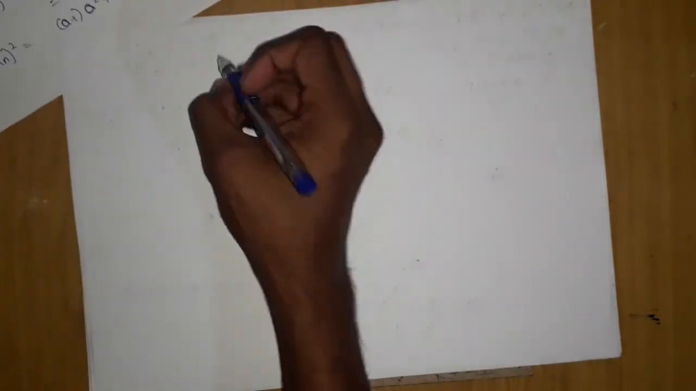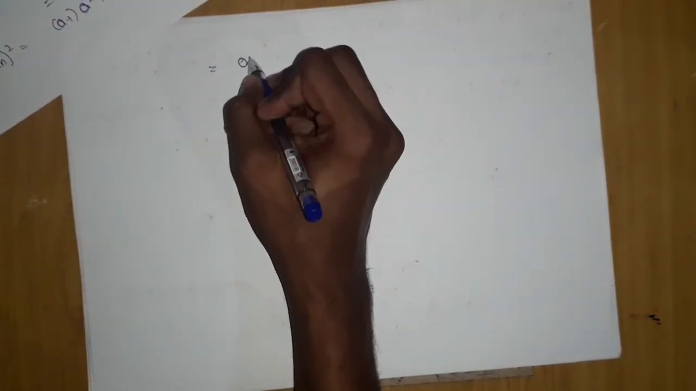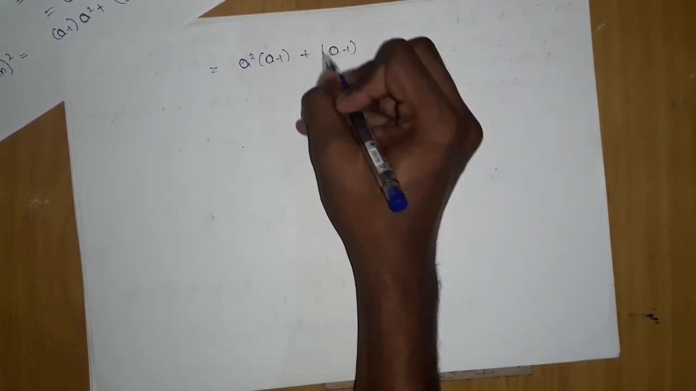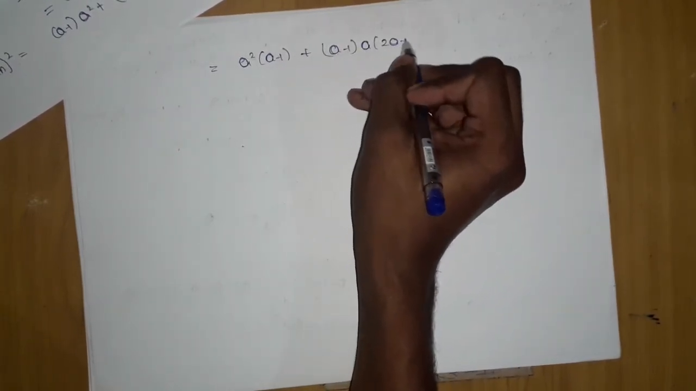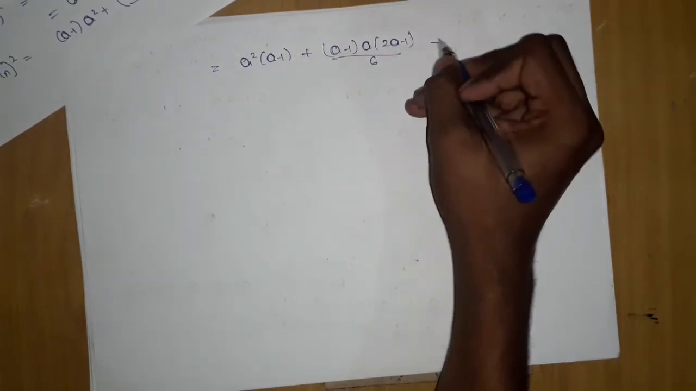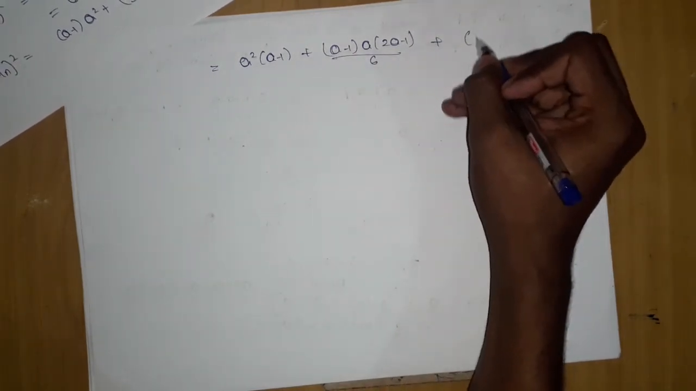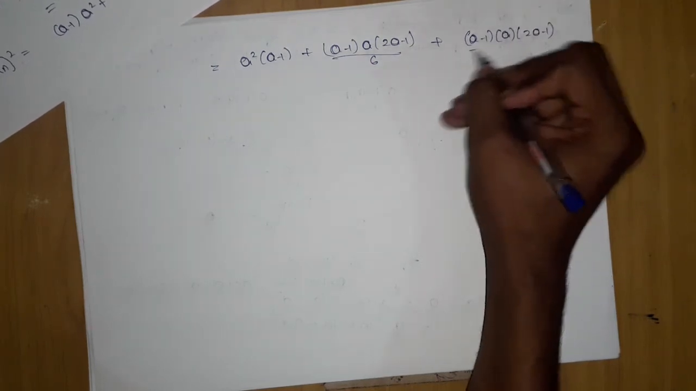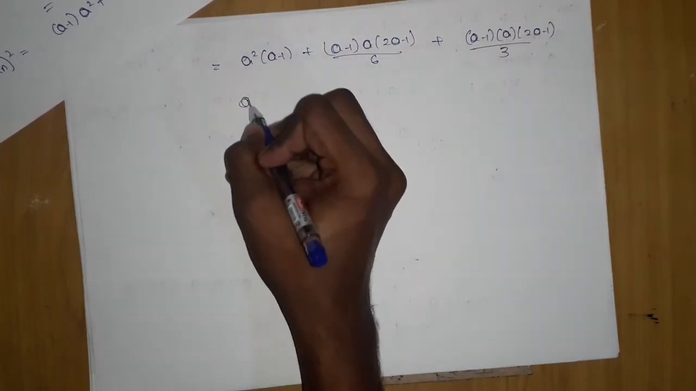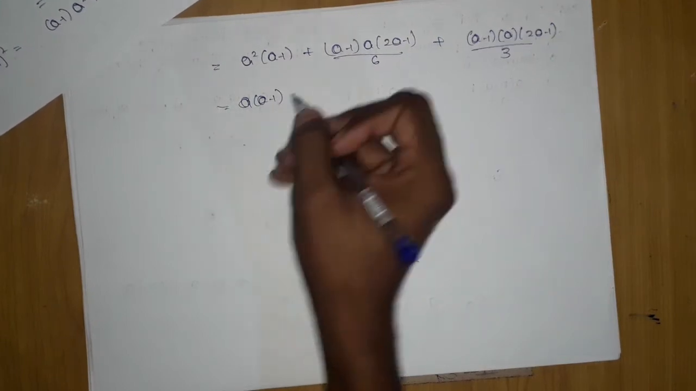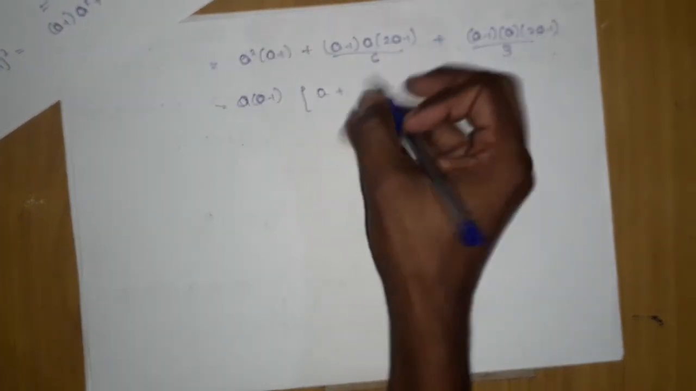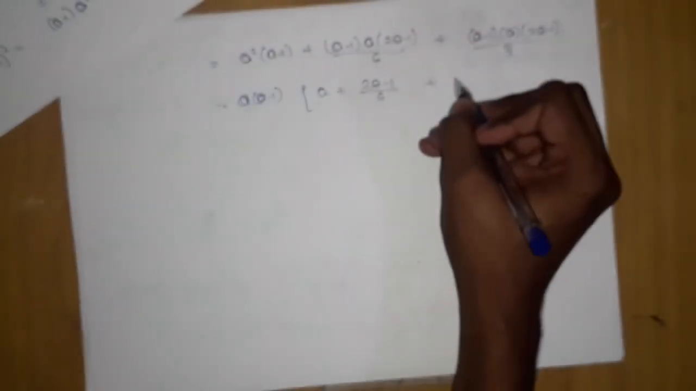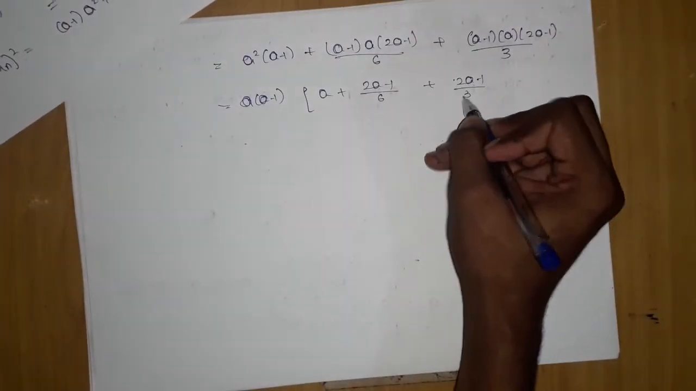So next page, our answer is a square into a minus 1 plus a minus 1 into a into 2a minus 1 upon 6 plus a minus 1 into a into 2a minus 1 upon 3. Now let's take a into a minus 1 common, which gives us a plus 2a minus 1 by 6 and 2a minus 1 by 3.